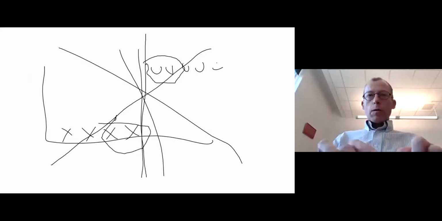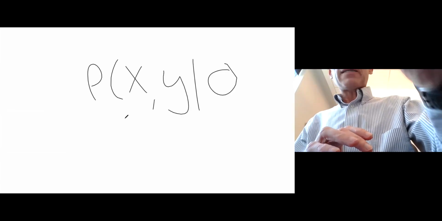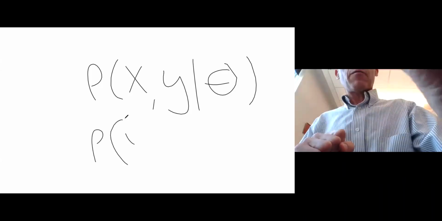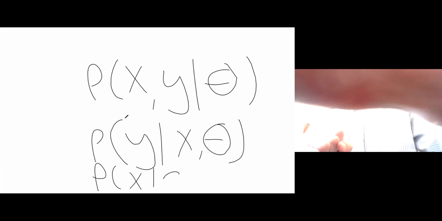Someone has a quick question: MLE should be the probability of data given W, but here it's the probability of Y given X and W. So we are computing P of X, Y given the model, and this is basically P of Y given X times P of X given theta. This is the chain rule.